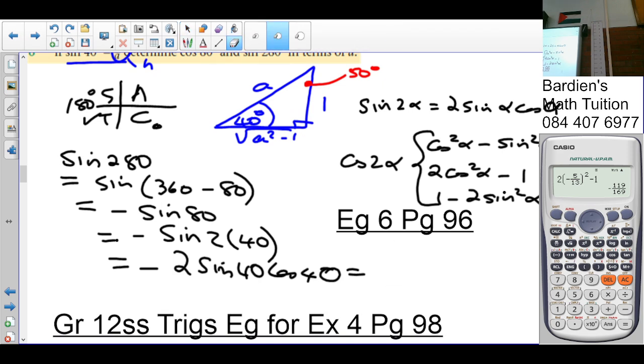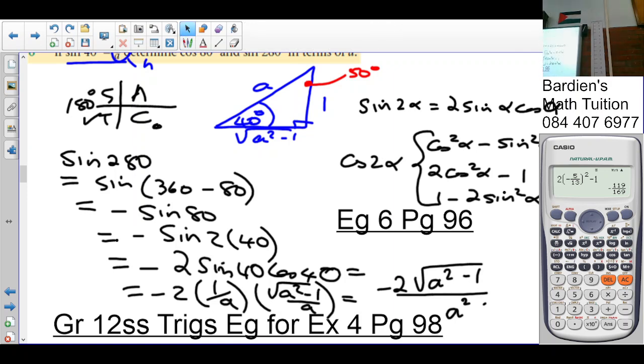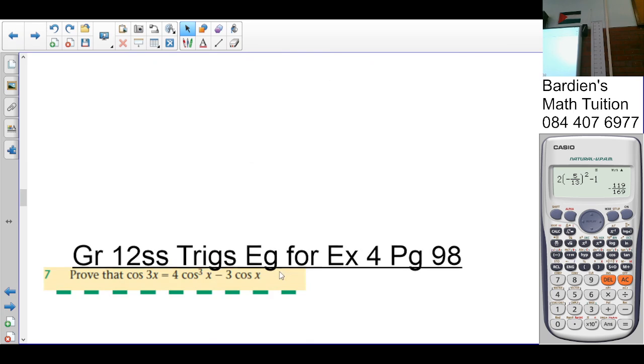So just hang on, let us write it first. It's negative 2 times 1 over a. What is cos of 40? Cos is adjacent over hypotenuse. So the square root of a squared minus 1 over a. So this is going to simplify to negative 2 root a squared minus 1 over a squared. Okay. The last one quickly before you guys leave.